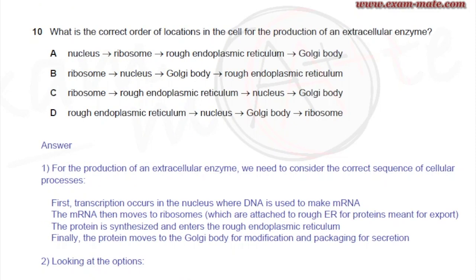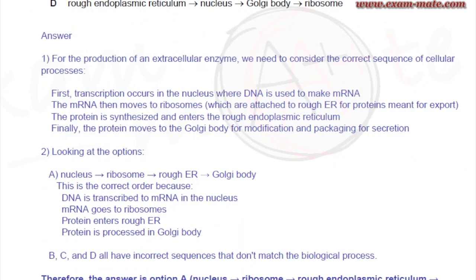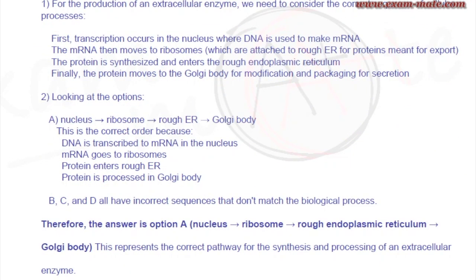1. For the production of an extracellular enzyme, we need to consider the correct sequence of cellular processes. First, transcription occurs in the nucleus where DNA is used to make mRNA. The mRNA then moves to ribosomes, which are attached to rough ER for proteins meant for export. The protein is synthesized and enters the rough endoplasmic reticulum. Finally, the protein moves to the Golgi body for modification and packaging for secretion.